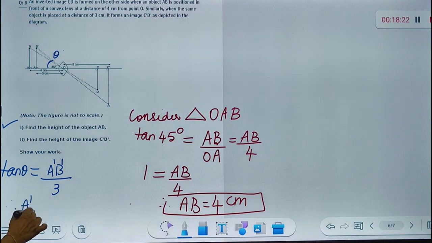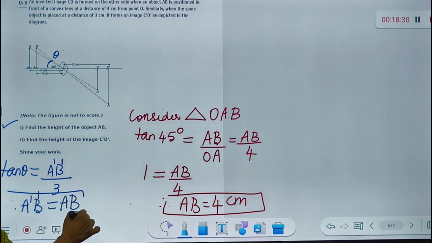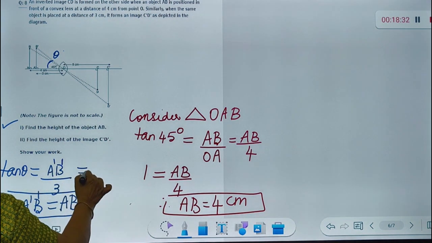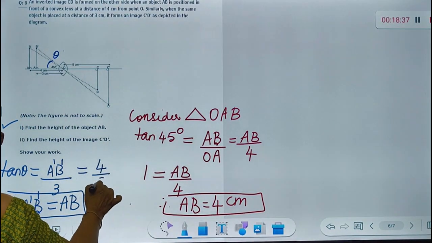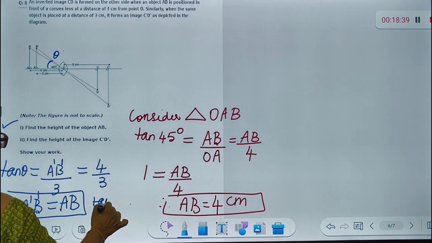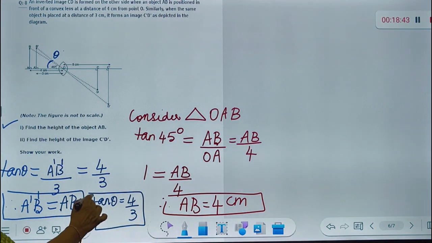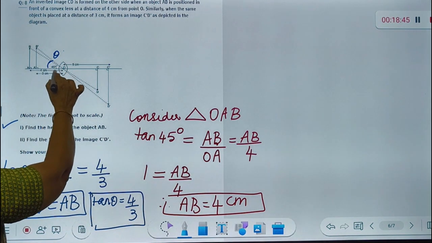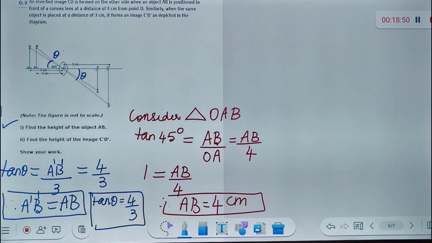Therefore, A'B', but you know that A'B' is the same as AB, the same object, which we have found to be 4. So this is 4 by 3. So tan theta is equal to 4 by 3. Now vertically opposite angles are equal. So if this is theta, then this bigger angle is also theta.